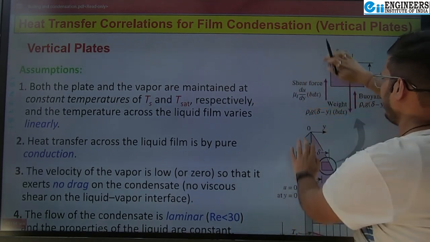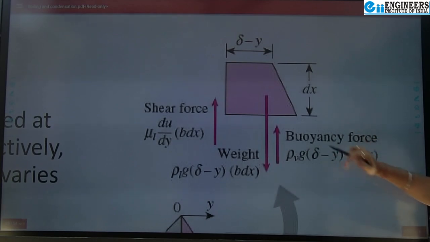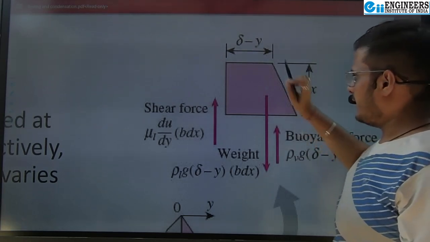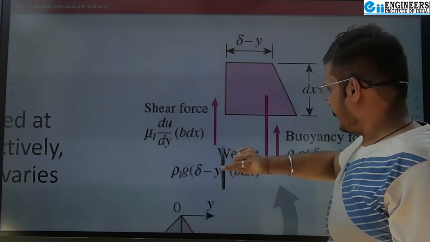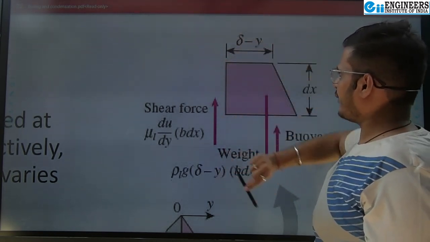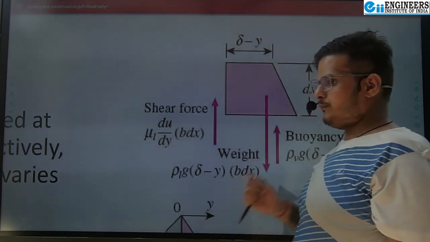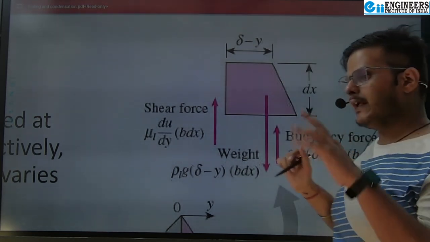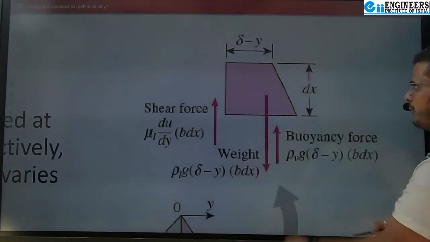I hope this is now visible to you. Now this element, this length is delta minus y, this height is dx, and the flow is happening in this direction. So the shear force that is acting across the element will be, as per Newton's law of viscosity, mu du by dy into dA, where the area dA equals b into dx. Then the weight of the element will be acting downward.